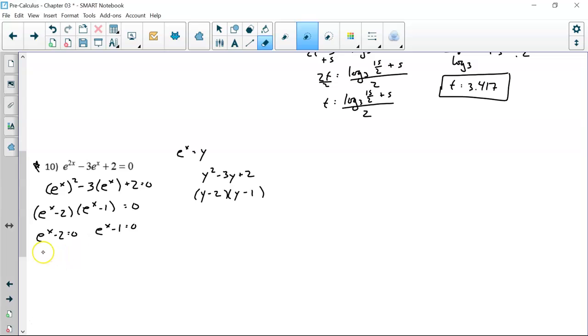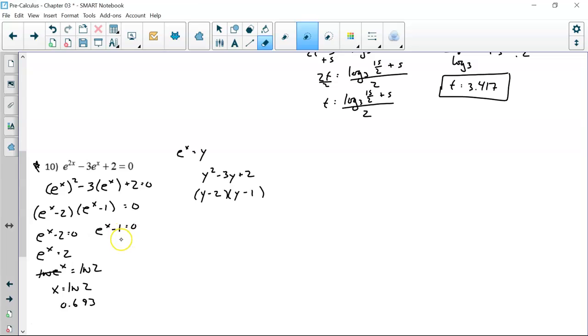So to solve, I'm going to add 2 to both sides. e to the x equals 2. The natural log of e to the x equals the natural log of 2. They're inverses, they cancel out, so x equals the natural log of 2, which is about 0.693.